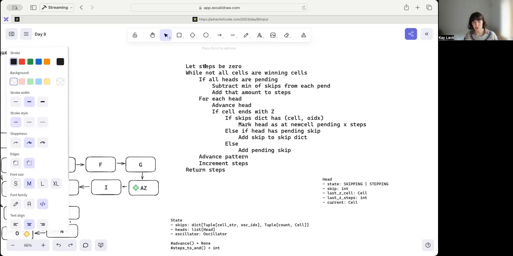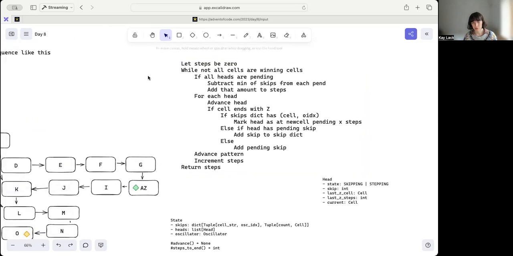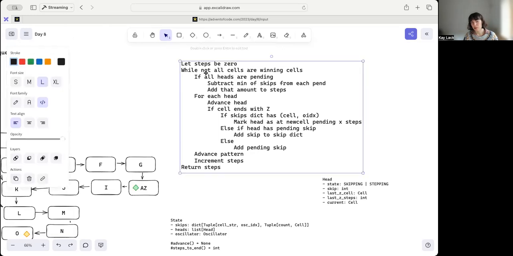My algorithm is a little bit complicated, but essentially what we do is we go through, we check whether all the cells are winning cells. We go through each one of the n heads. We advance the head. If the cell ends with Z, we say, okay, this is the last Z cell we've seen at this step. And we keep going until we see the next Z. Once we do, we add it to the skip dictionary.